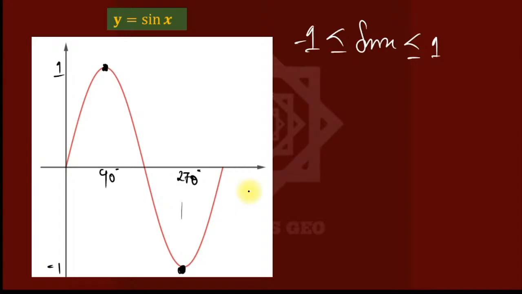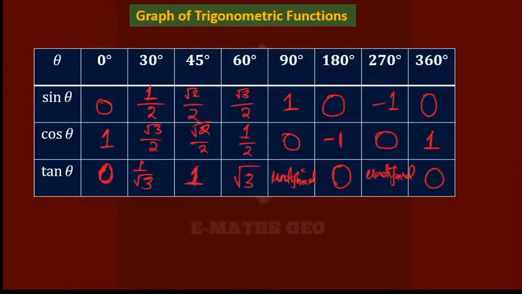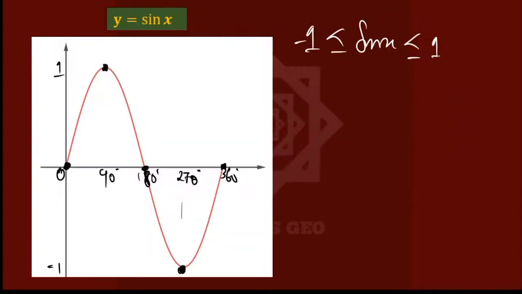You can see sine 0 is always 0, so here is the point 0. Sine 180 is also 0, and sine 360 is also 0. So these are the most important points on this graph, these 1, 2, 3, 4, 5. So we've sketched the graph. The graph is always like this.